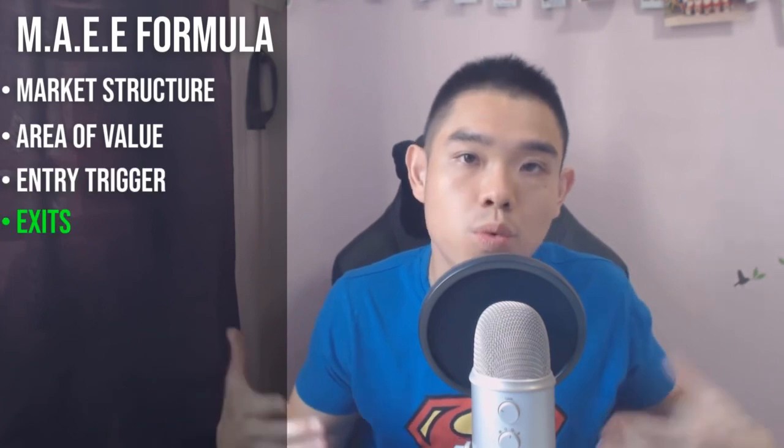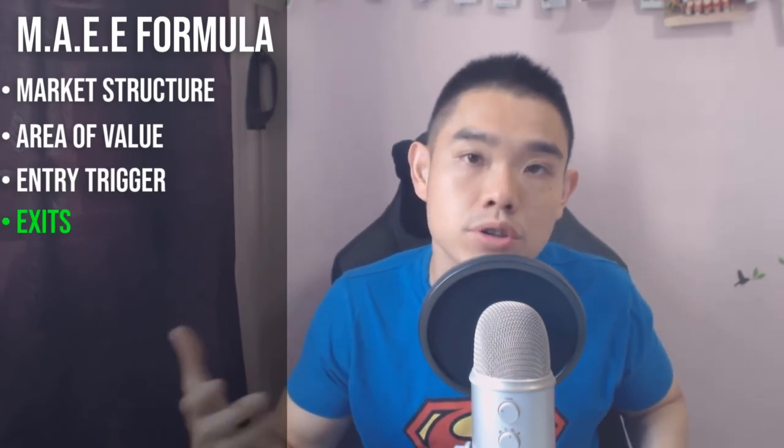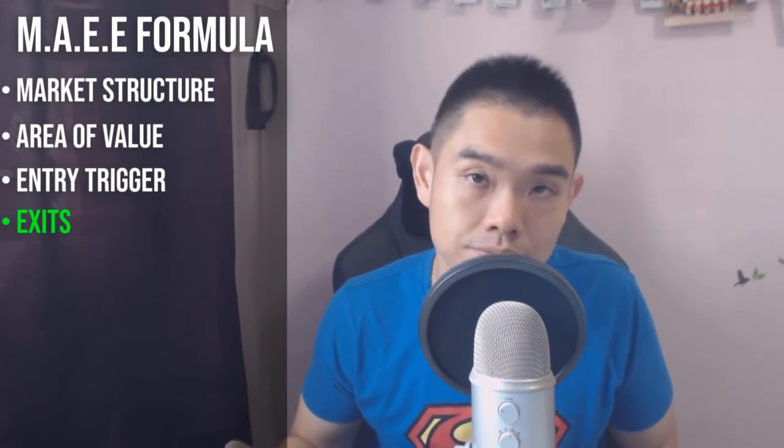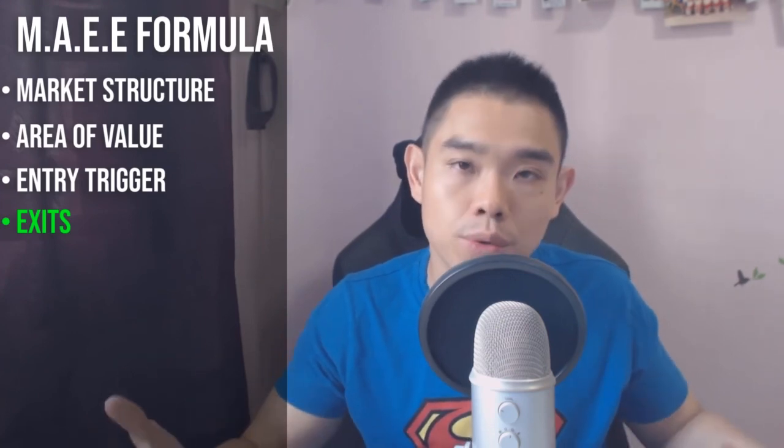And finally, exits. Where do you exit your trade? If you're wrong, where is your stop loss? You could put your stop loss, let's say, 1 ATR below the low of the entry trigger candle. As for your target profit, you can look to take profit at the swing high. That's another way to exit your trade. Or if you want to ride the trend, you can trail your stop loss as well. So by now, I hope you can see how a candlestick pattern actually fits into the MAEE formula.